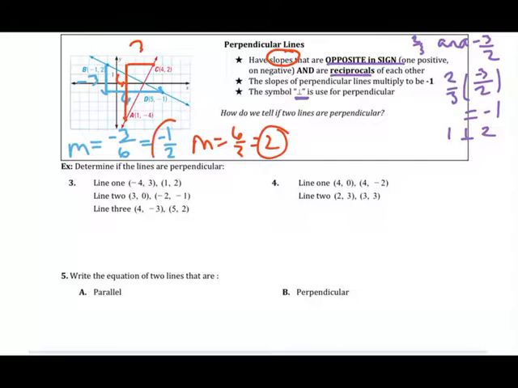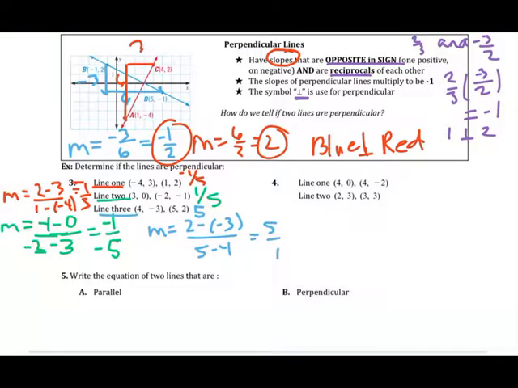So looking at these two slopes, I'm asking myself two things. Are they opposite in sign? Yes. Are they reciprocals of each other? Yes. So we can say that blue is perpendicular to red. For these examples, go ahead and find the slope between each of those sets of ordered pairs for lines 1, 2, and 3 on number 3, and for lines 1 and 2 on number 4.